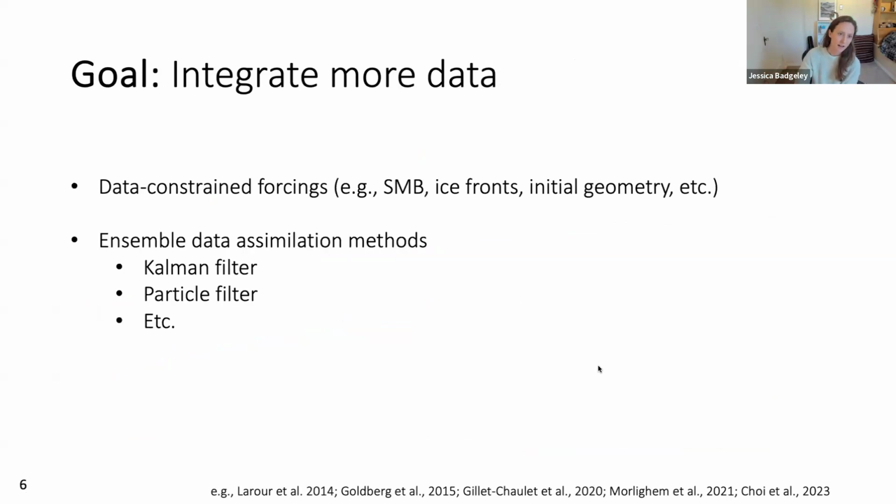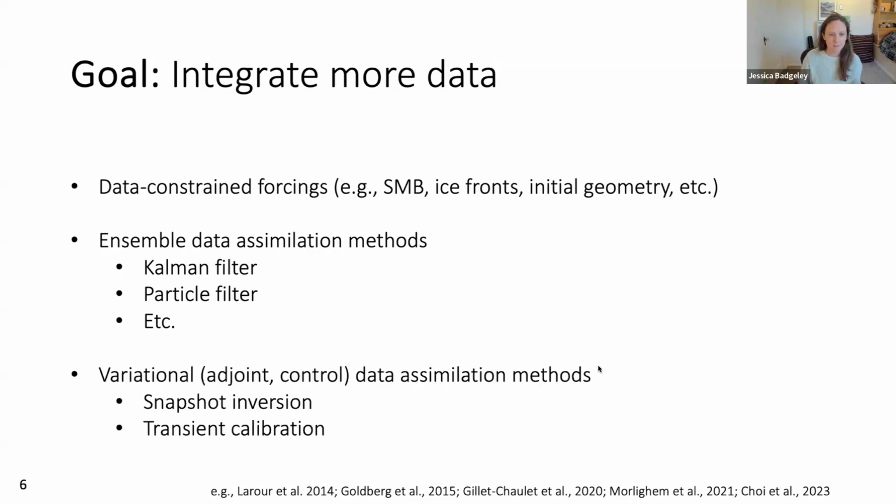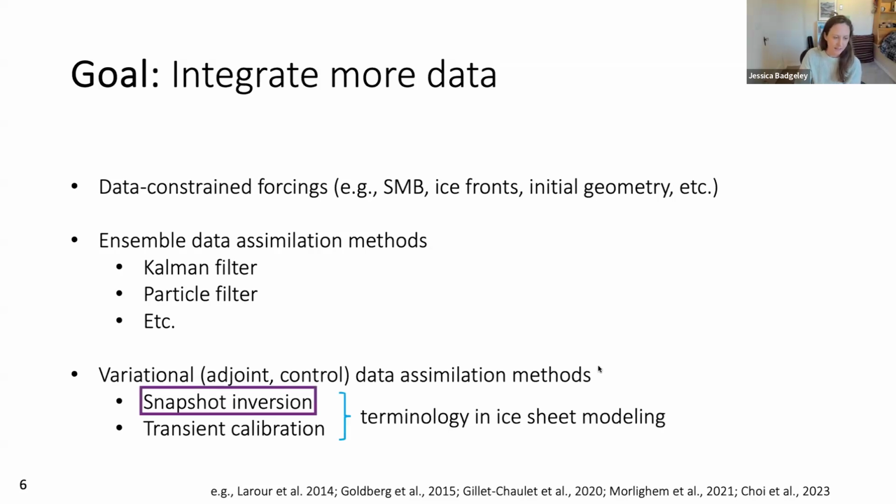And then there are ensemble data assimilation methods, such as the Kalman filter, like Youngman will discuss. And then there are variational data assimilation methods, also known as adjoint or control methods. And in the ice sheet modeling community, we use these two terms: the snapshot inversion, which uses data from one point in time, and transient calibration, which is now possible in several ice sheet models to assimilate a whole time series of observations using transient physics.